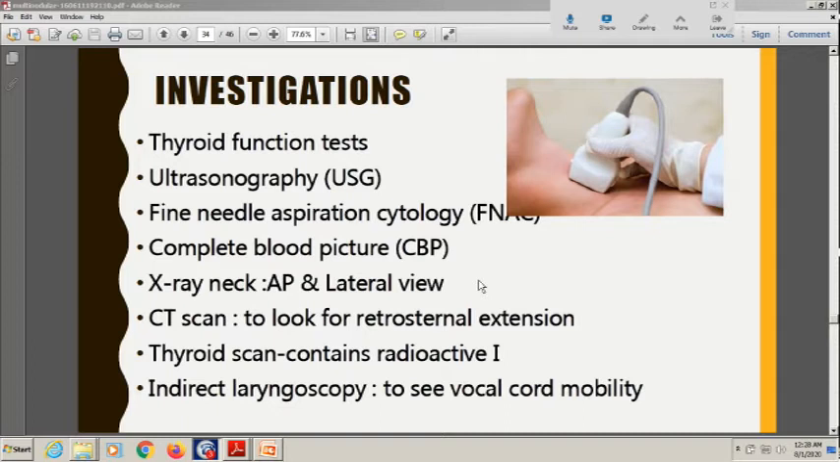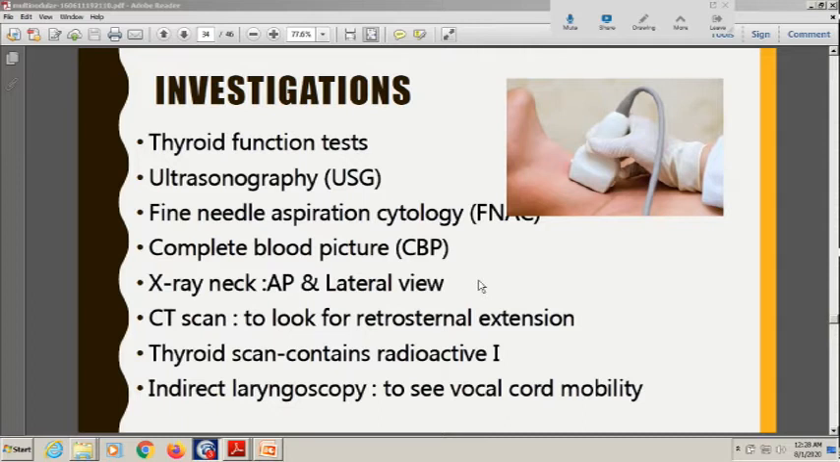So now the next thing is your complete blood picture, in which CBC, liver function, renal function, and sugar level, everything will be measured. Now the next important test is your X-ray neck, both the AP and lateral view. Now the X-ray neck will tell two things: one for the thyroid itself, and the second thing is about the trachea.